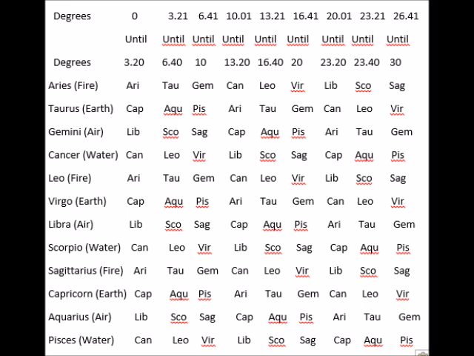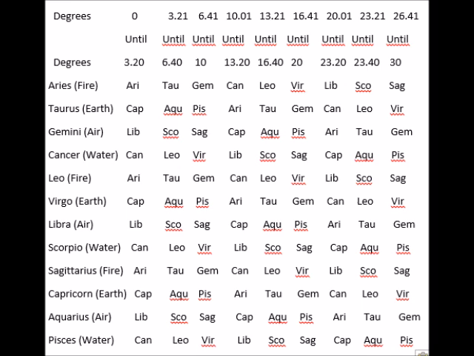And the general rule given by the ancient sages is that every fire sign, Rashi or zodiac sign, will start from Aries. And as you see here under Aries, it starts from Aries because it's a fire sign: Aries, Taurus, Gemini, Cancer, Leo, Virgo, Libra, Scorpio, and Sagittarius, and that's where it ends.